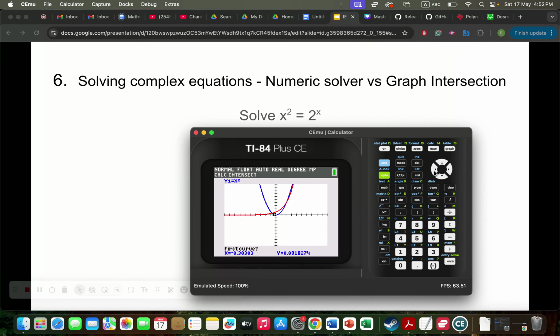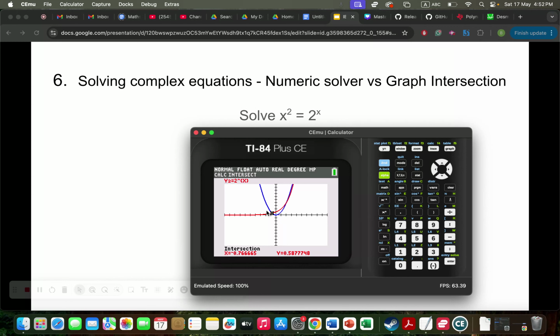I'll choose a point to the left of the intersection point that I'm trying to find. I'm going to try to find this intersection point, which is the negative value. I'll press enter. Then I will go somewhere to the right of the intersection point. Press enter. They will ask you to guess. And you see, now it zooms in onto that intersection point that I was trying to find, which was negative 0.766665, right? Which was the same value that you got from the numeric solver.